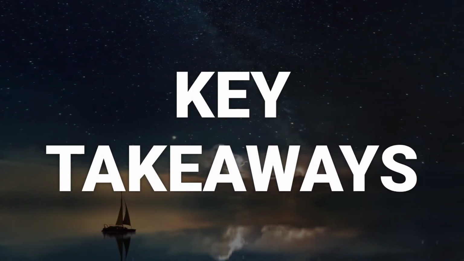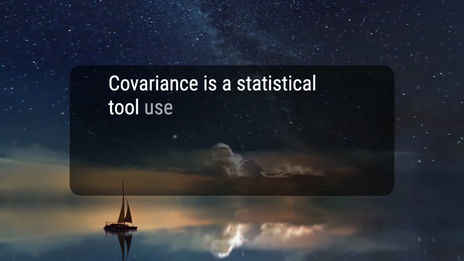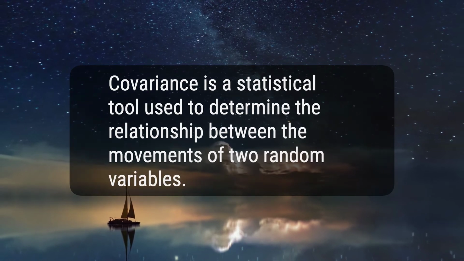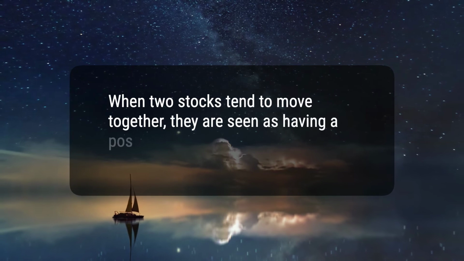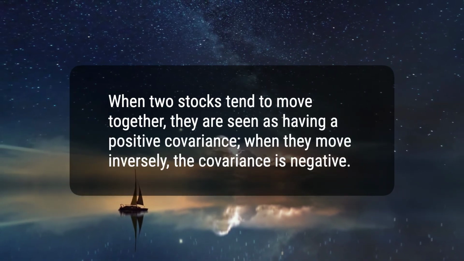Here are 5 key takeaways. 1. Covariance is a statistical tool used to determine the relationship between the movements of two random variables. 2. When two stocks tend to move together, they are seen as having a positive covariance. When they move inversely, the covariance is negative.